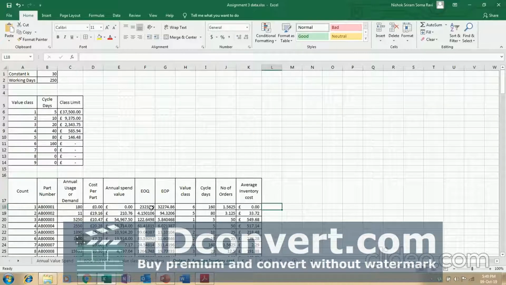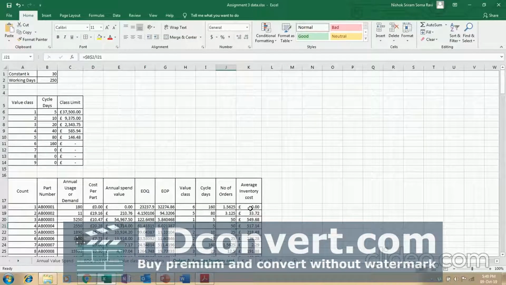So the number of orders that should be placed is 2 times 23,000, and over here the number of orders we placed is 50. Likewise, we found the same for every other product category we have.